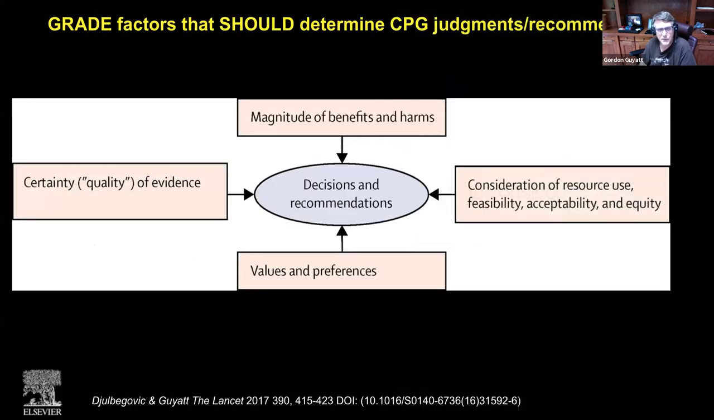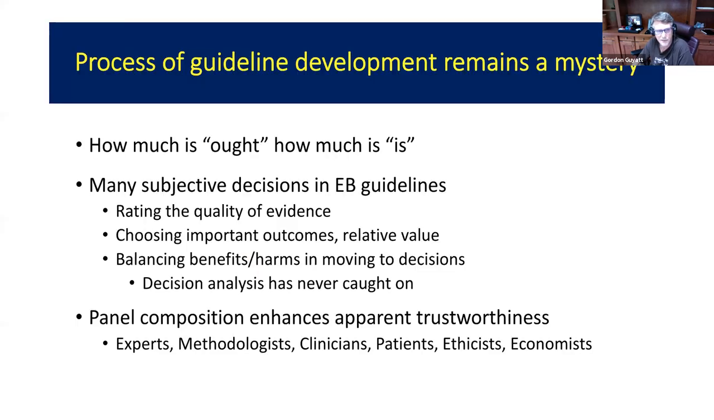So we have inputs, according to GRADE, of what guideline panels should be considering when they make their decisions and recommendations. You look at the magnitude of the benefits and harms, that's clearly key, but on the left you have the quality of the evidence, whether the estimates of magnitude of benefits and harms are high or very low quality, which will certainly bear on things. One can never make recommendations for clinical decisions just on the basis of evidence. A core principle of evidence-based medicine is the values and preferences of patients in the clinical arena and the target audience of a guideline. And recently incorporated in the evidence to decision frameworks, for a few years now, are issues of resource use, feasibility, acceptability, and equity.